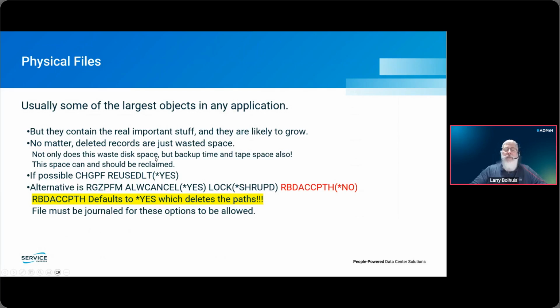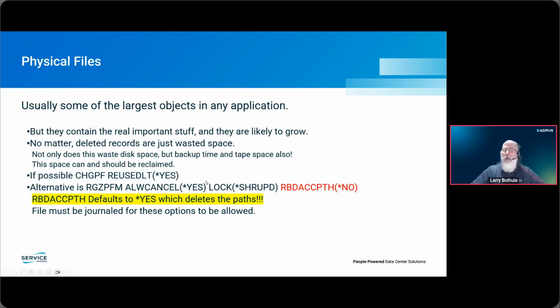So let's look at physical files. Physical files are usually the largest objects in the application, but that's because it's what IBM i does, right? IBM i is a database machine, so they contain the important stuff. They're likely to grow, but the biggest thing here is deleted record space, and we like to get rid of that. If we can, we like to change physical file to set reuse deleted records to yes.